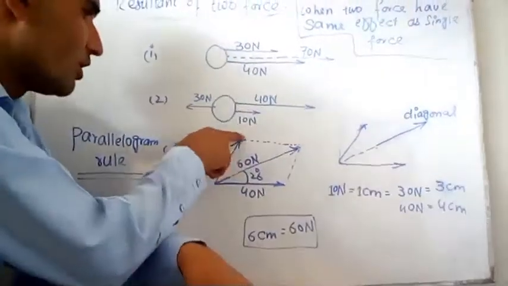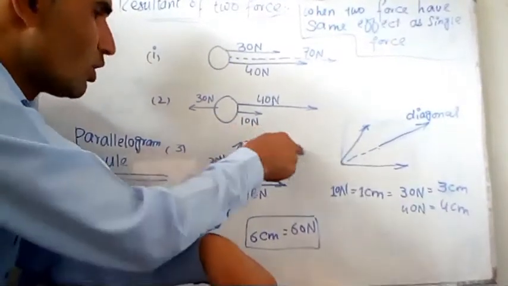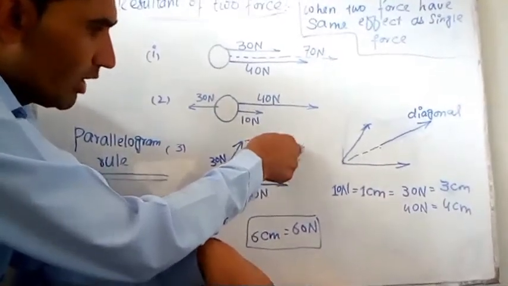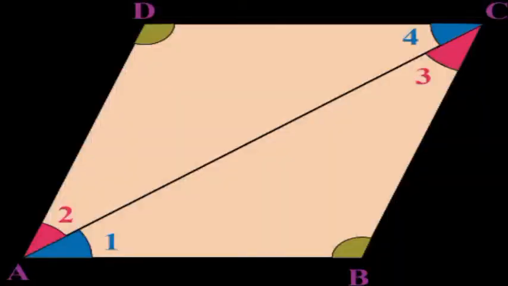Now we will join the head of this arrow to the head of the diagonal and also the head of this force to the head of this diagonal. Now the diagram is known as a parallelogram.